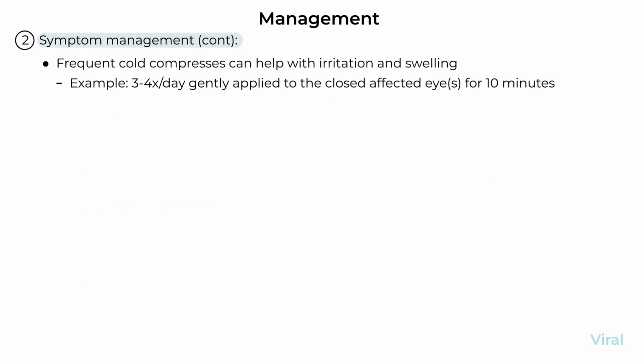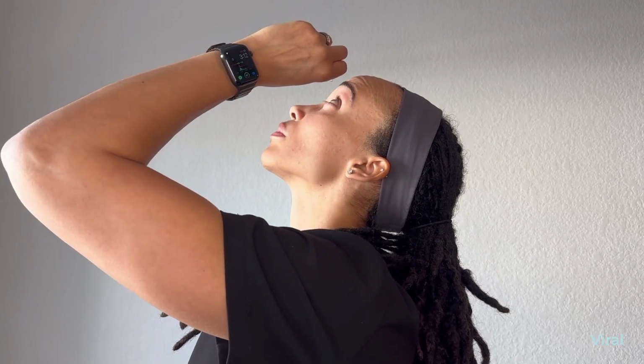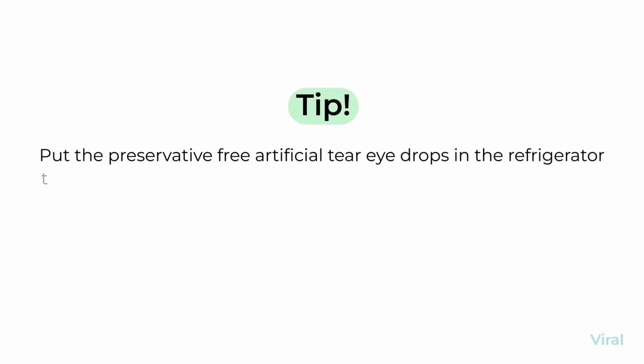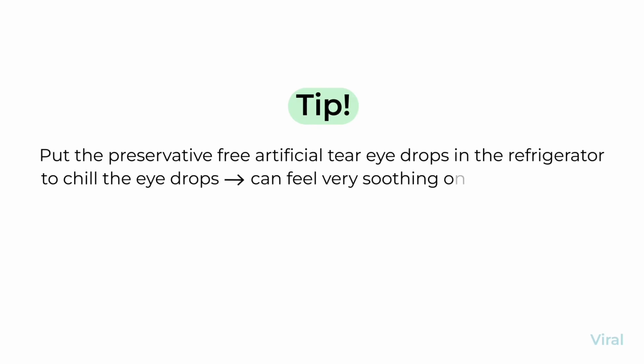Frequent cold compresses can help with irritation and swelling. Frequent lubricating drops, like over-the-counter preservative-free artificial tear eye drops, can help with irritation. So for example, 4 to 6 times a day as needed, and the patients can use as much as they want, especially if they are preservative free. And here's a tip. Tell the patient to put the lubricating drop in the refrigerator. That'll chill the eye drops and will feel really nice on an irritated eye, and the patient's going to love you.